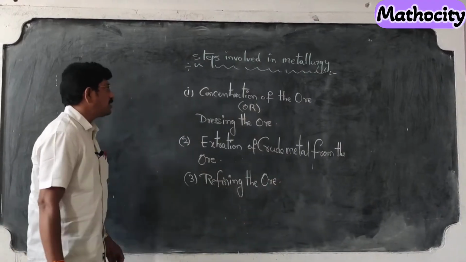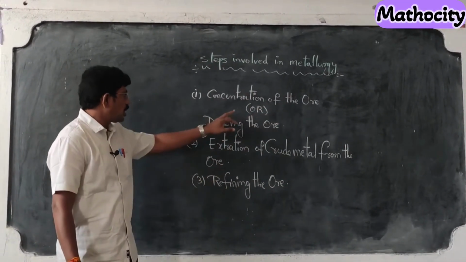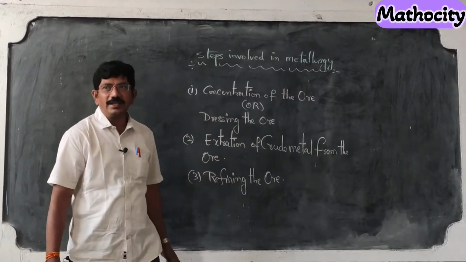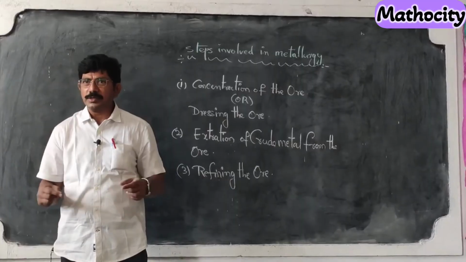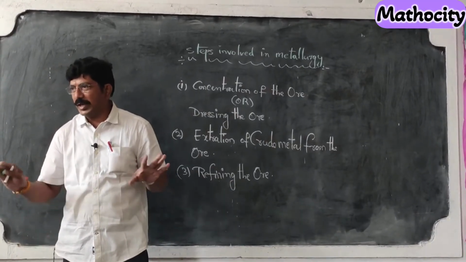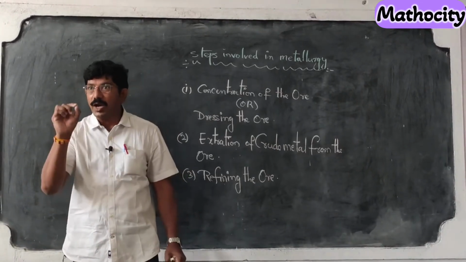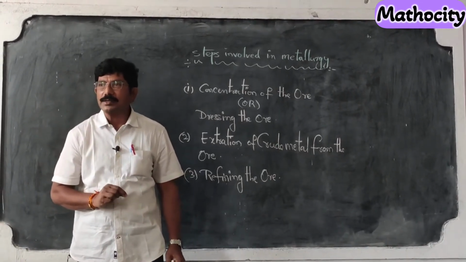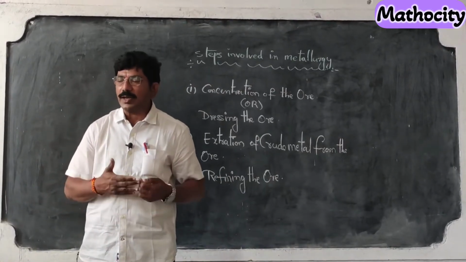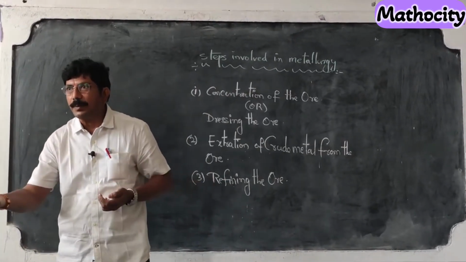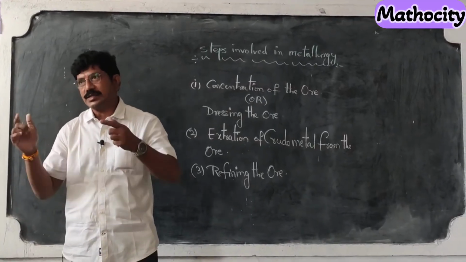So what are the three main stages involved here? Concentration of the ore, or this is also known as dressing the ore. It doesn't mean that we are giving new clothes to the ore. Dressing in the sense, just like we are wearing the dress, it doesn't mean like that. Dressing in the sense, removing the unwanted impurities. Why? Because we are extracting the ore from the earth crust. We are choosing the mineral, so from which we can extract the metal more economically and profitably at less time. That is considered as the ore.